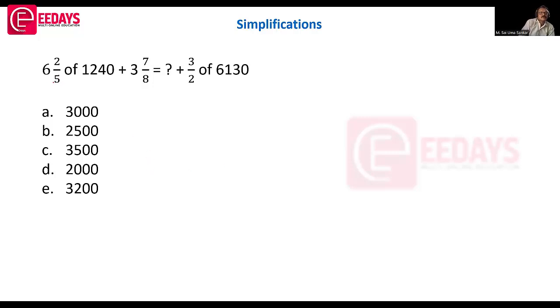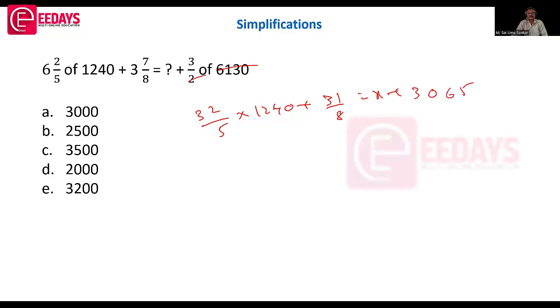Next, convert this one into improper fraction. 32 by 5 of 1240 plus 24 plus 7, that is equal to 31/8 is equal to X plus 3/2. So here we cancel? 3, 0, 13 and 6, 5. And this is equal to 2, 24, 4, 8. And this is equal to plus, right?